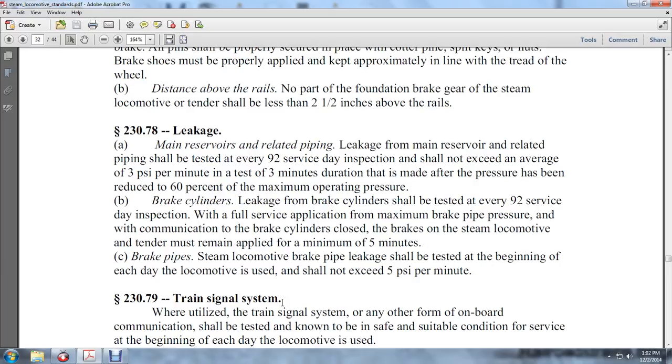The brake cylinder leakage should be tested every 92 service days with a full service application from the maximum brake pipe pressure, with locomotive communication to the brake cylinder closed. Brakes on the steam locomotive tender must be applied for a minimum of 5 minutes. The steam locomotive brake pipe leakage shall be tested at the beginning of each day the locomotive is used and shall not exceed 5 psi per minute.